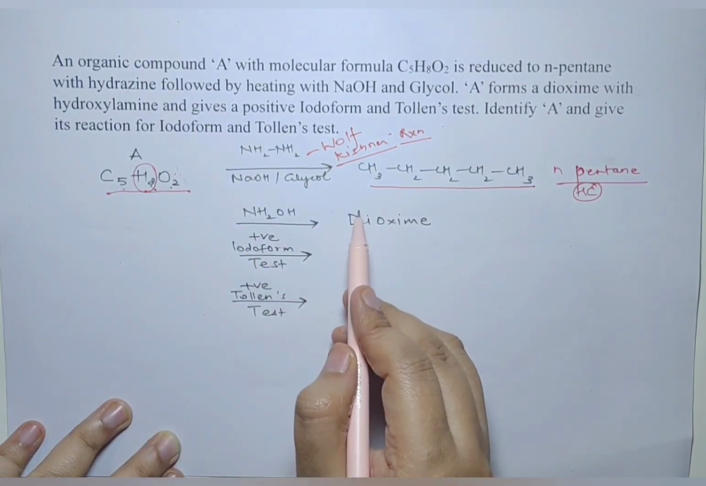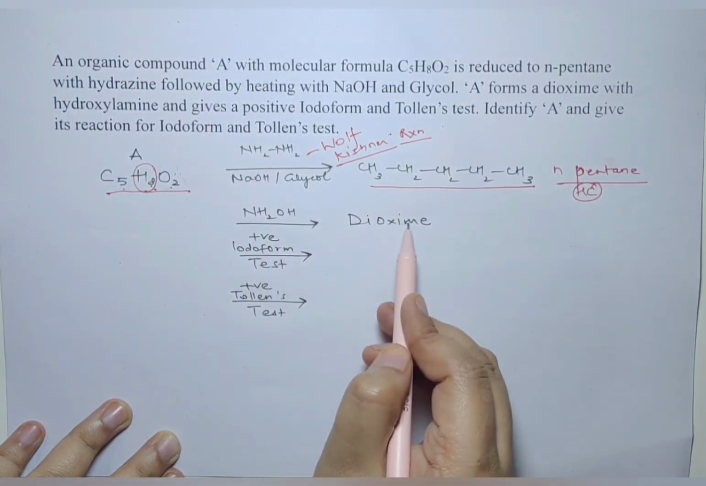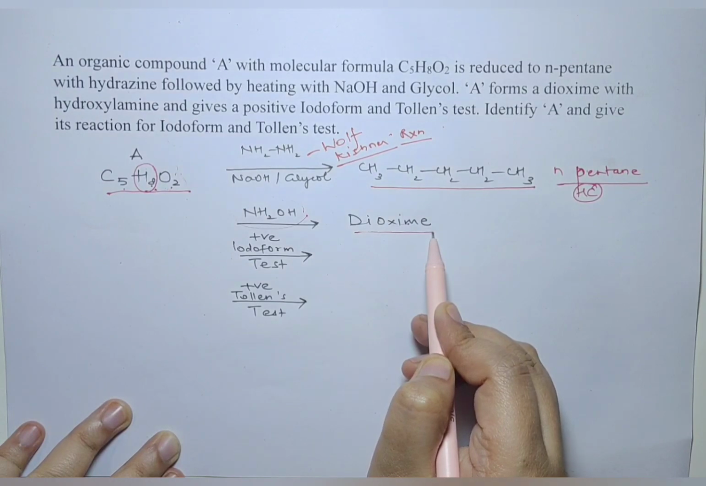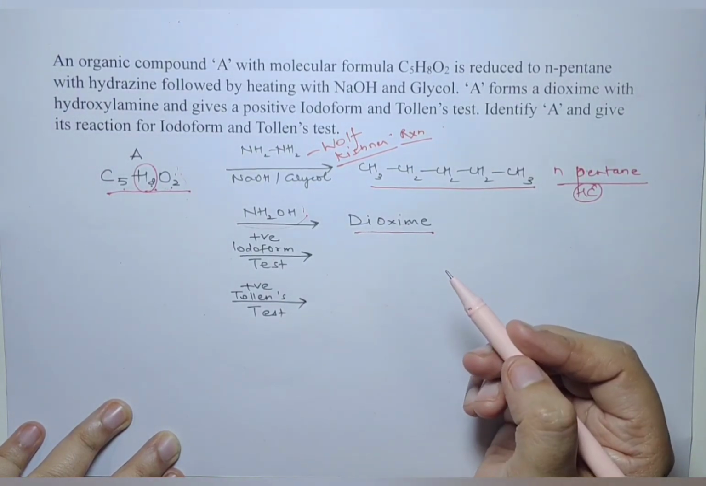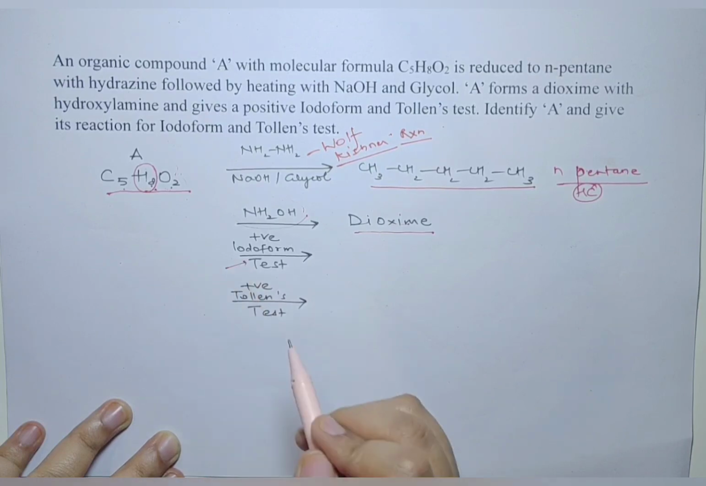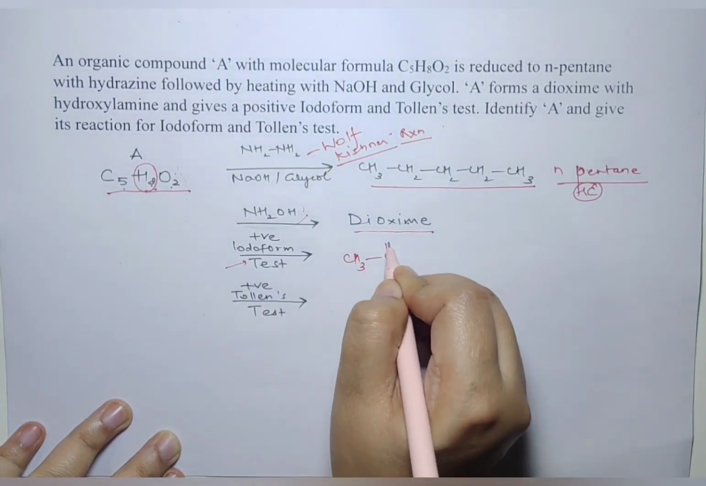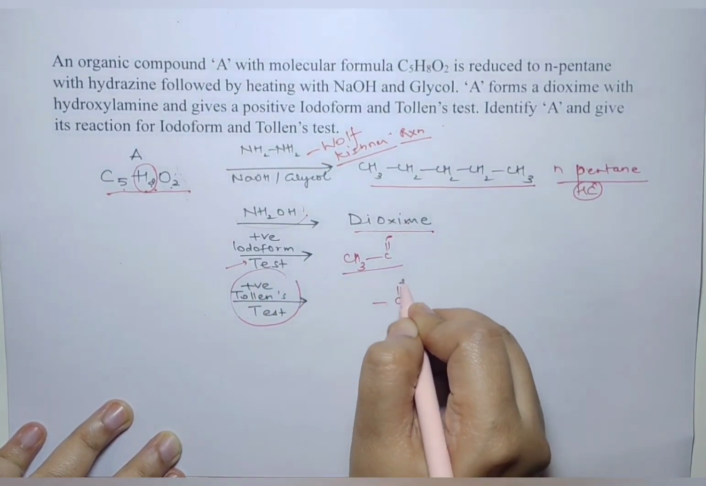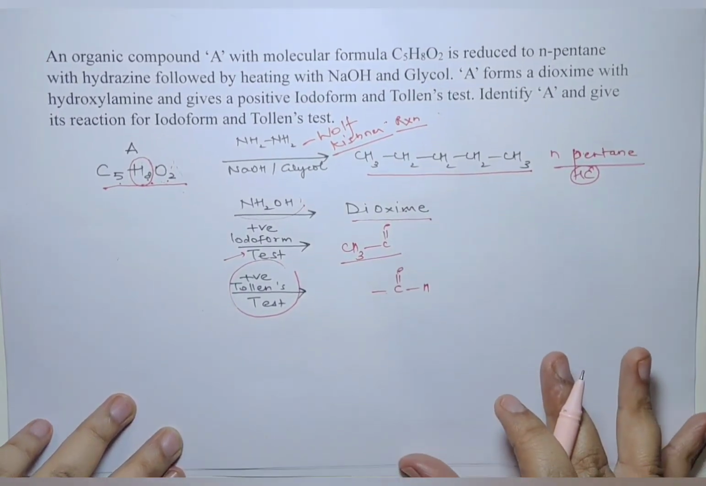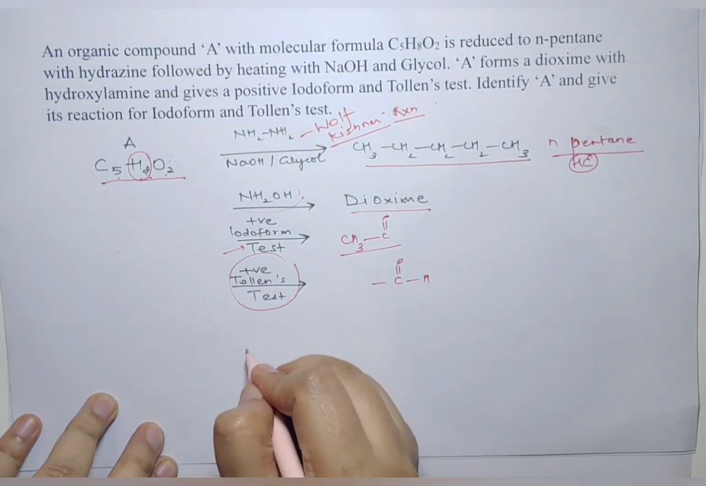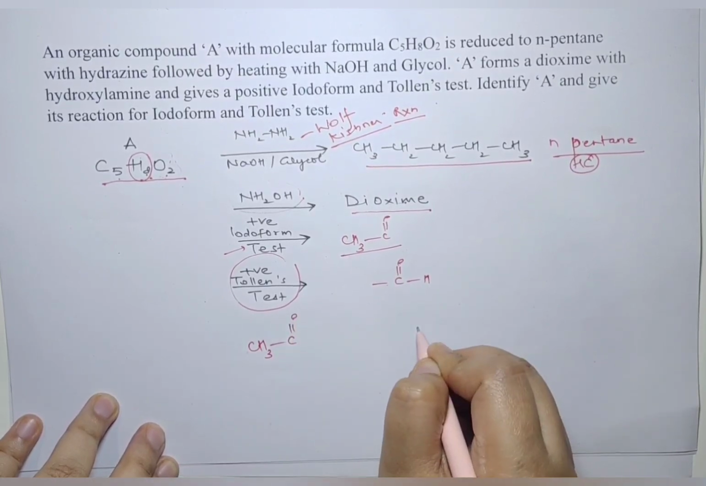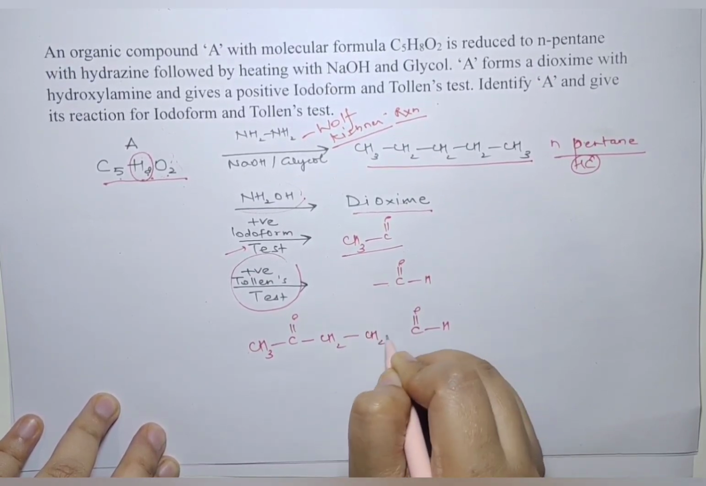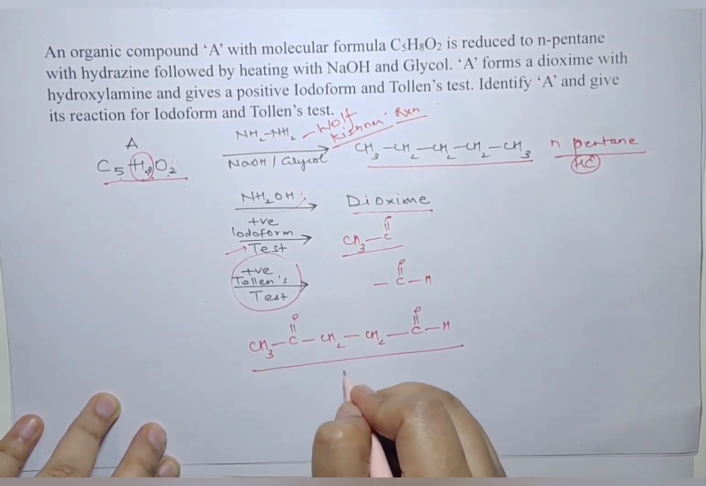This clue that it has 2 carbonyl carbons is also given by this reaction. With hydroxylamine, it gives a dioxime. Dioxime is only possible if there are 2 carbonyl carbons. Now, it gives positive iodoform test. That means it has a methyl ketone group. It gives positive Tollens test. That means it also has an aldehyde group. So let's see what is our option. You have this at one end and you have this at the other end. Just fill in the gap by CH2s. Okay, so this is your A.